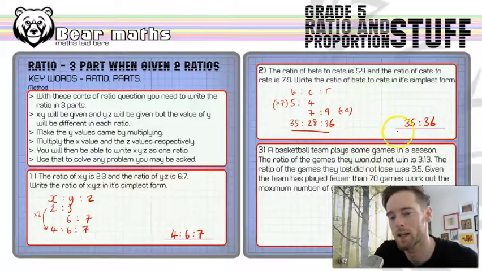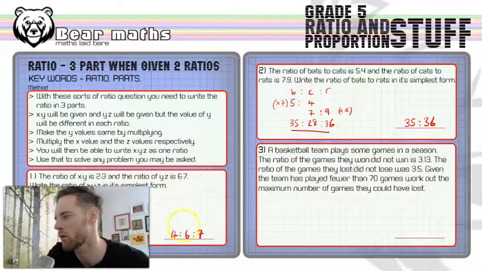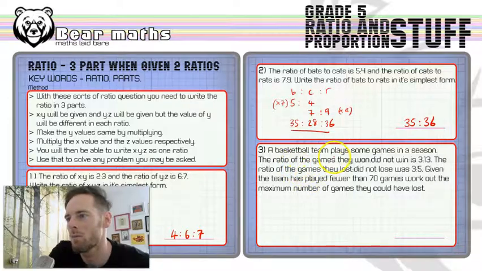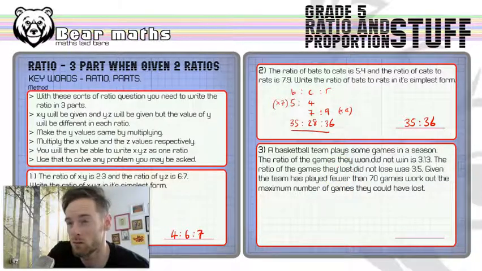All right, and if we can simplify that, we do, but we can't in that particular question. Right, so I'm going to look at this wordy one then in the third problem that we've got. A basketball team plays some games in a season. The ratio of games they won to did not win is 3 to 13. The ratio of games they lost to did not lose was 3 to 5. Given the team has played fewer than 70 games, work out the maximum number of games they could have lost.